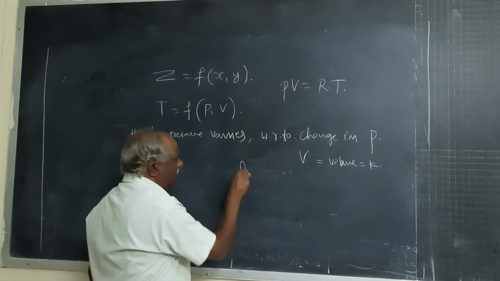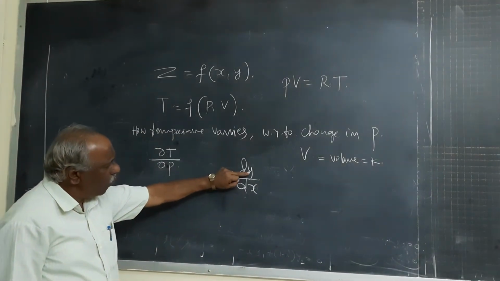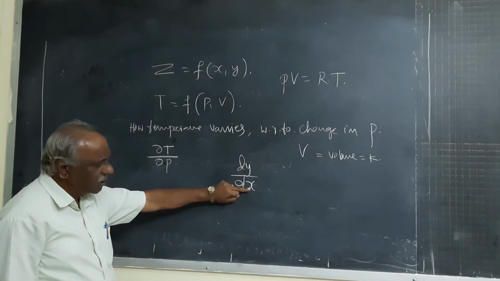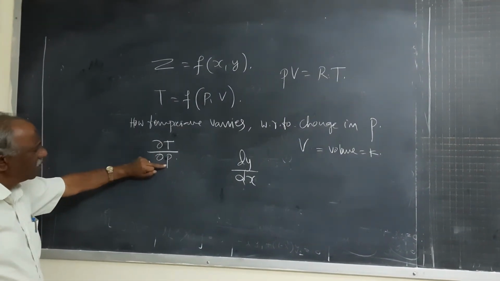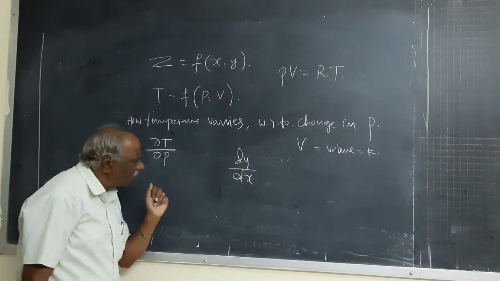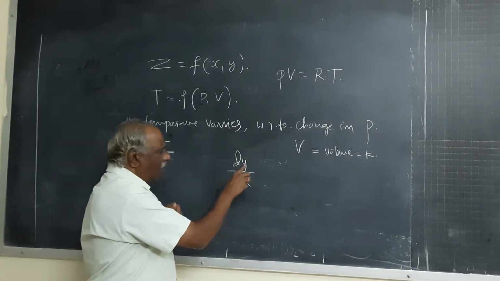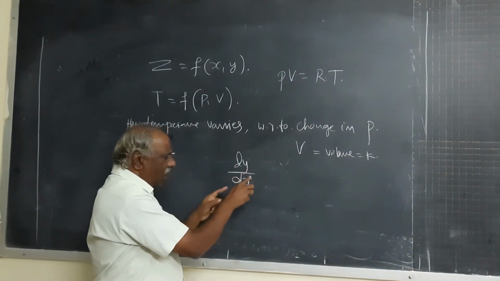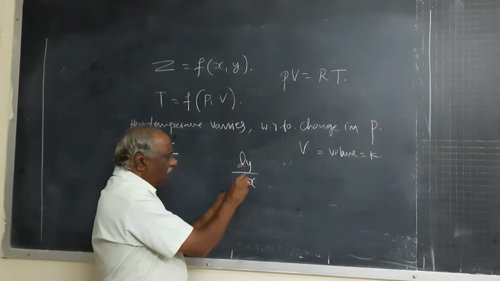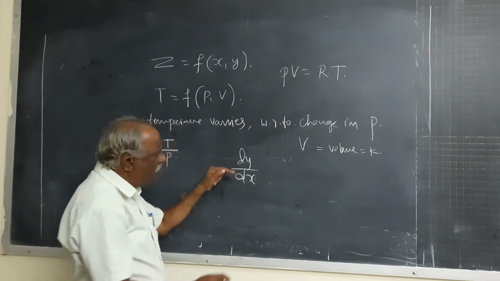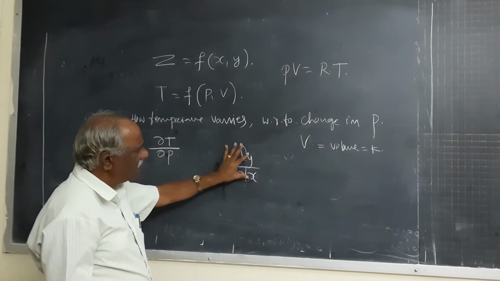You know dy by dx. What do you mean by dy by dx? dy by dx means how y is varying with respect to x. Dou T by dou P means how temperature is varying with respect to pressure. It looks like both are similar, but they are not similar, because here the output y depends only on one input x. Therefore, to understand how y is varying with respect to x, we simply denote this as dy by dx.